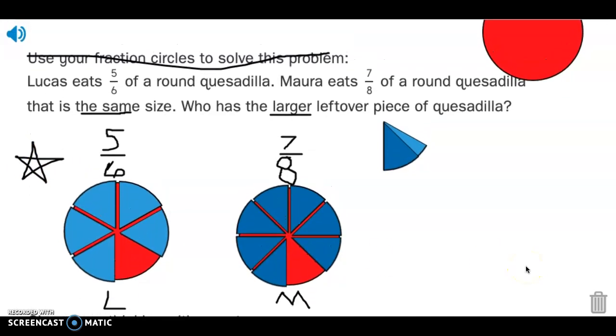Awesome. So why is it so important to know what the whole is in this problem? Well, we need to know their circles because we know they're equal. Otherwise, we wouldn't have been able to compare them. Great job. Meet me in Math Journal, page 243.